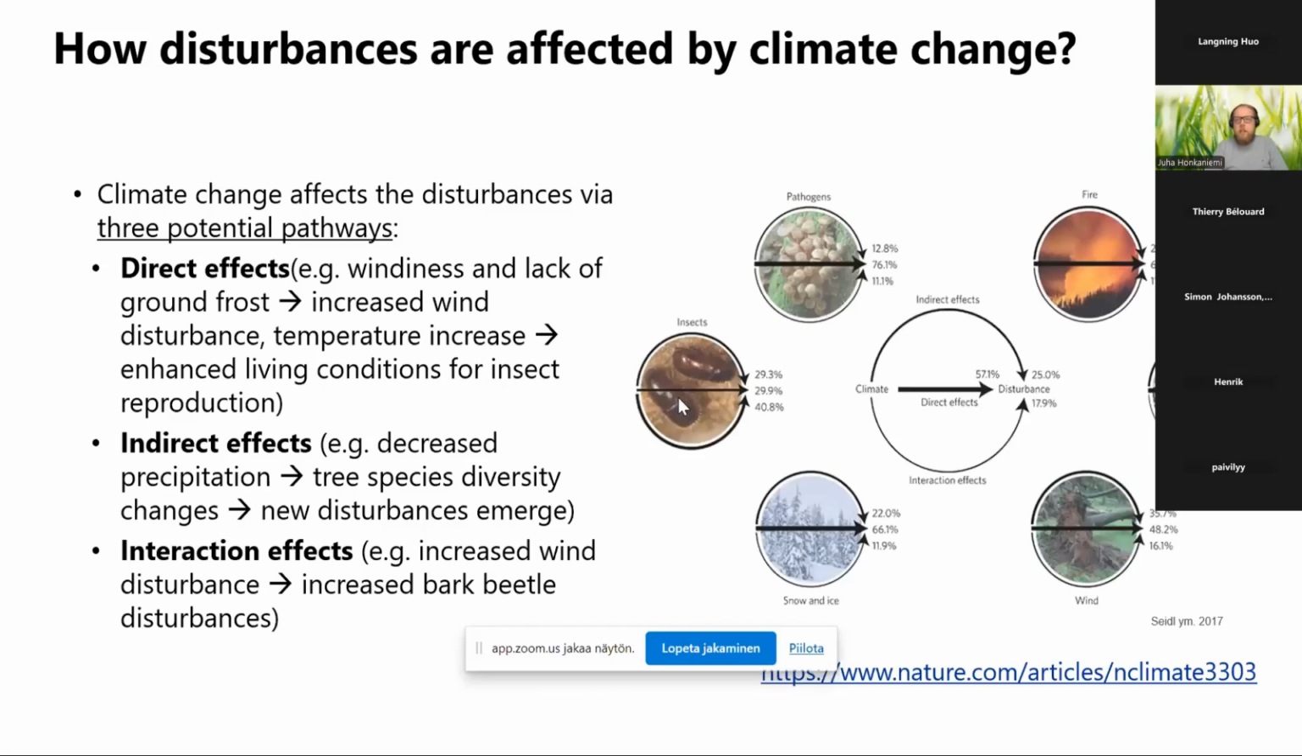And in our review, we found that these direct effects are the major pathway for climate change to impact different disturbance agents. In every case except for insects, where the impact pathways are much more equally distributed between the direct, indirect, and interaction effects.